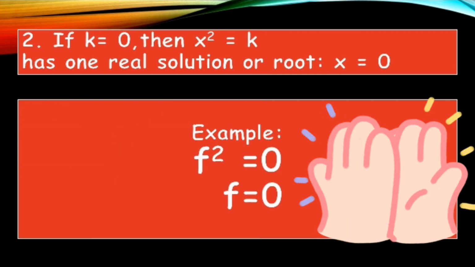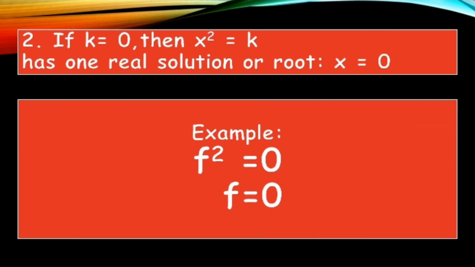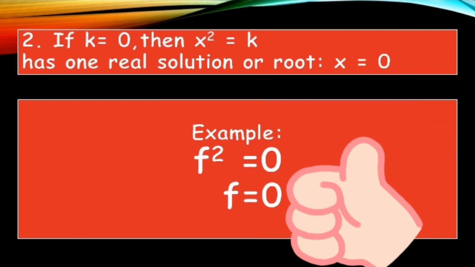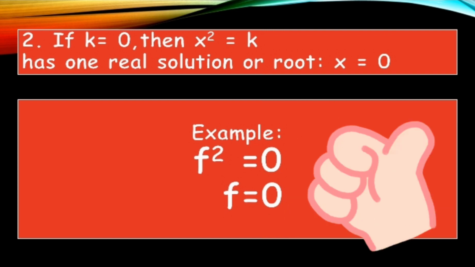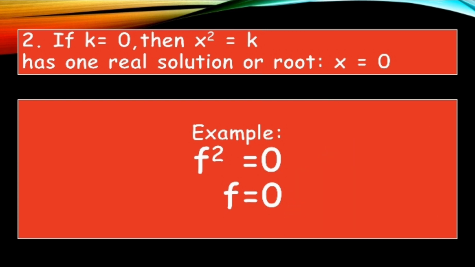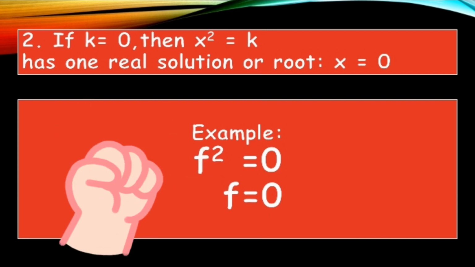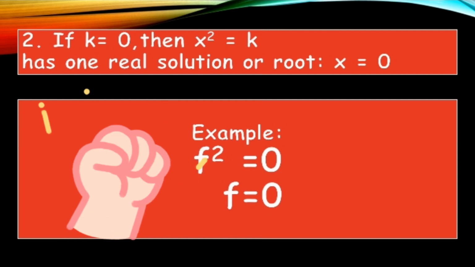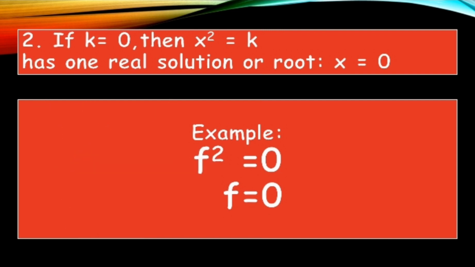So we have here an example. We have f squared is equal to 0. So, from our condition, there is only one real solution, which is x is equal to 0. So, our answer is also 0. So, siguro, hindi naman na natin kailangang i-proceed ito sa checking because we already know that f squared is equal to 0 is already equal to 0.